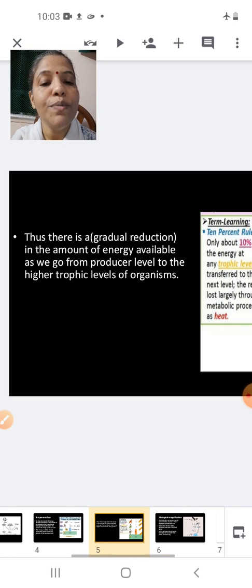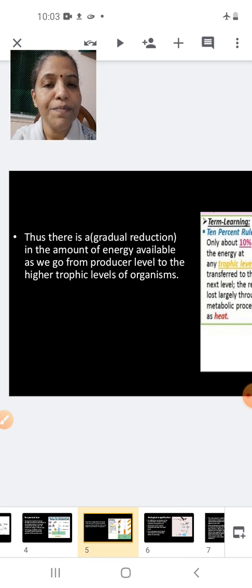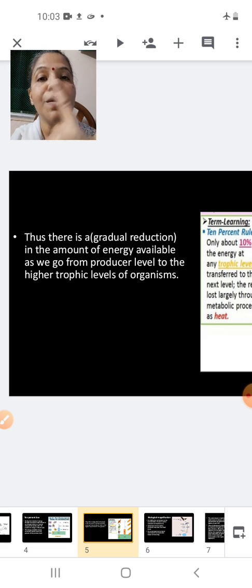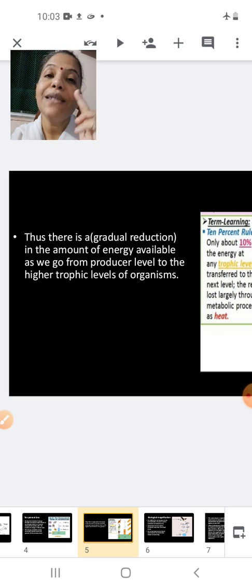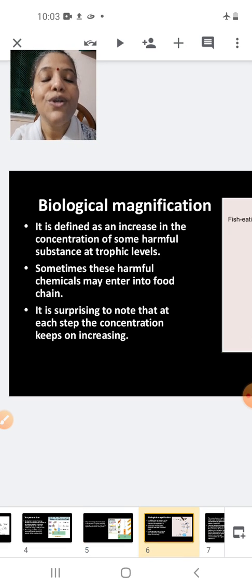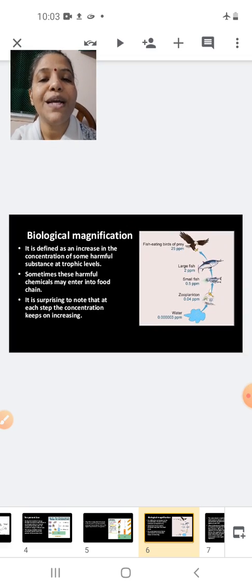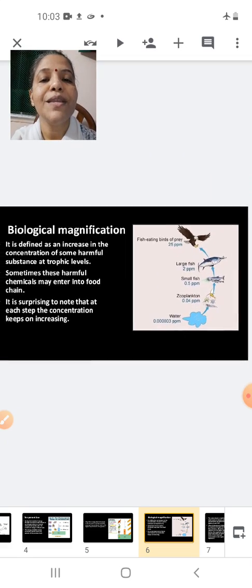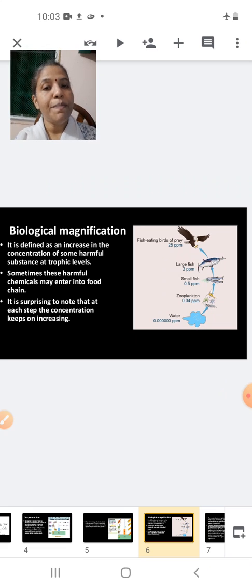Okay, students, I hope you have understood the 10% law. Now, we have completed unidirectional flow of energy. We have completed the 10% law. Let us come to the third topic, and that is biological magnification. So now let's go and see what is this biological magnification. Okay, first you will pay attention.